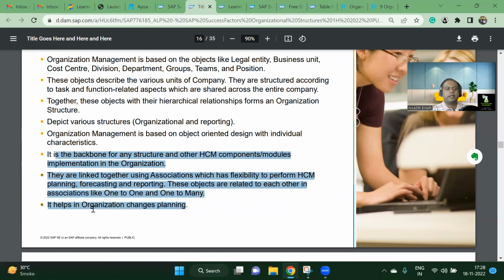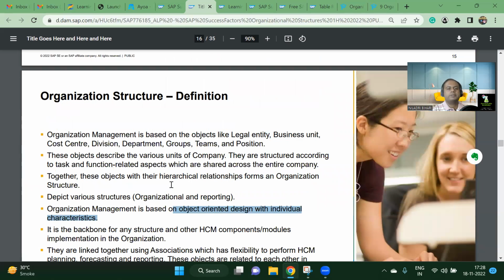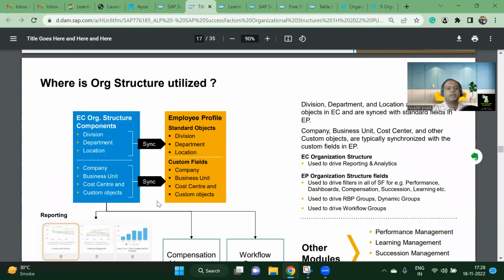A few pointers. Any kind of planning you are doing, any kind of activity, any kind of mapping of reporting, any kind of forecasting you do, right? This should be coming from here. All these things are interlinked with each other, right? Organization management is all based on your OD, object-oriented design with individual characteristics, right? Similarly, it is the backbone of any kind of structure, which you also study in your SCM on-premise, right? So this is the org structure from that point of view.